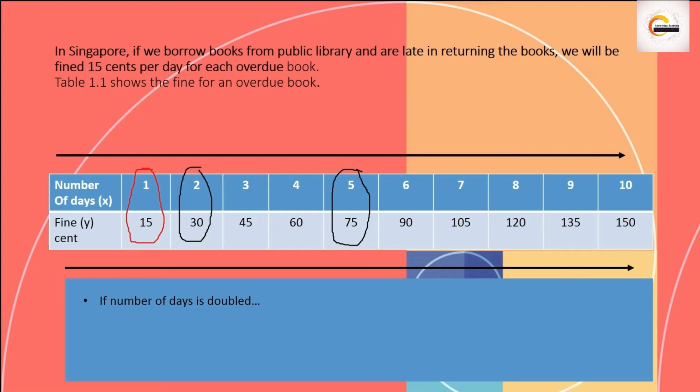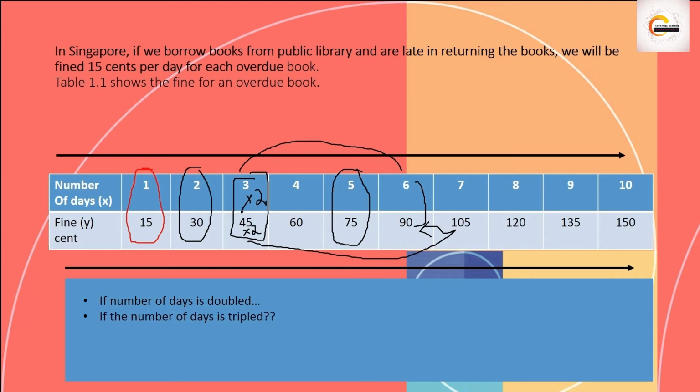But what if the number of days is doubled? We can see this case, number 3. If we double number 3, we know that 3 multiplied by 2 is 6. What will happen to its fine? Its fine is 90. So we can clearly see that 45 multiplied by 2, or 2 times 45, is 90. If we have doubled the number of days, the fine will be doubled.